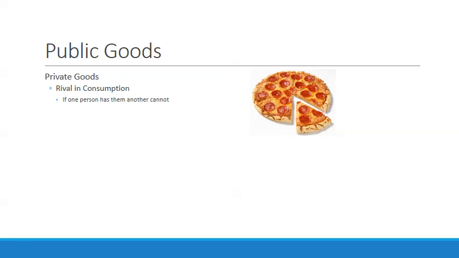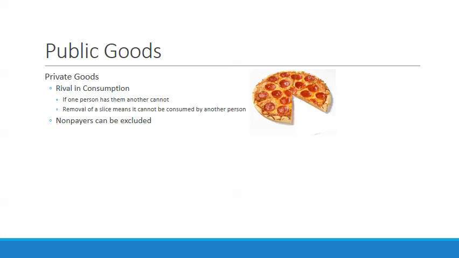So we begin our discussion on public goods by defining what private goods are. That way we can tell the difference between the two. So private goods are rival in consumption. So if one person has them, then another cannot. If you think about pizza, for example, if one person has that slice of pizza and they've eaten it, well, then that's one less piece you can have. So if we take, in this case, a 6-piece pizza, if I eat one piece, that only means there's 5 available. That one piece is, of course, gone. It's been consumed. So the removal of a slice means it cannot be consumed by another person.